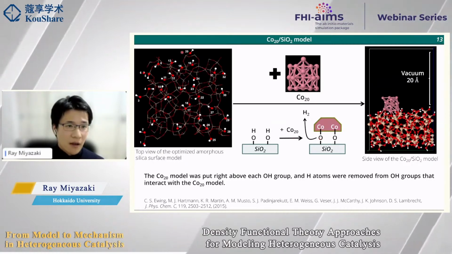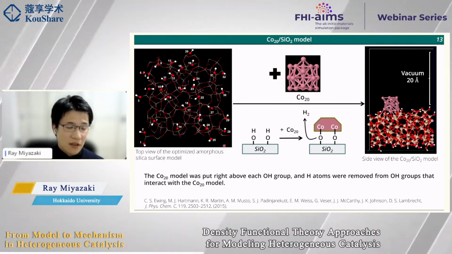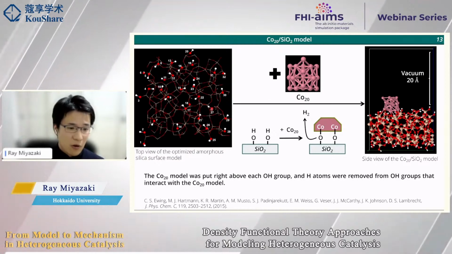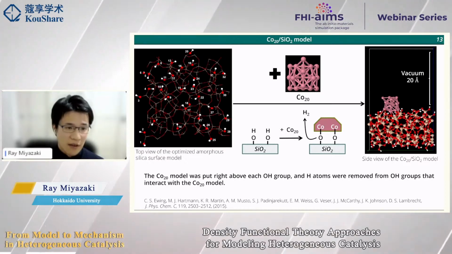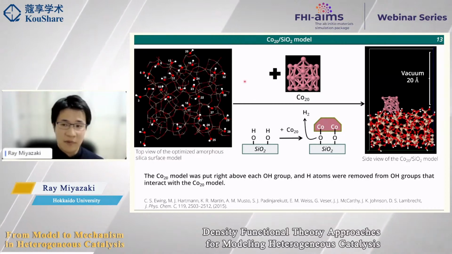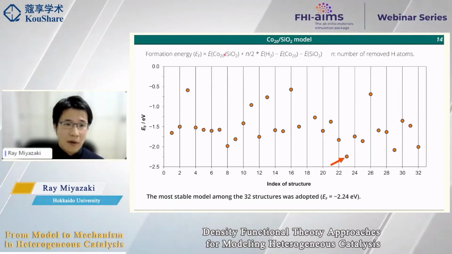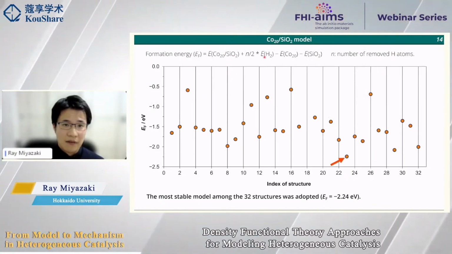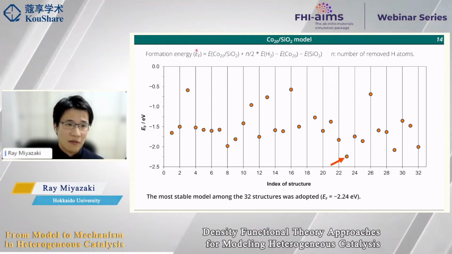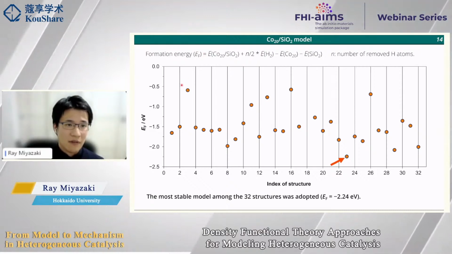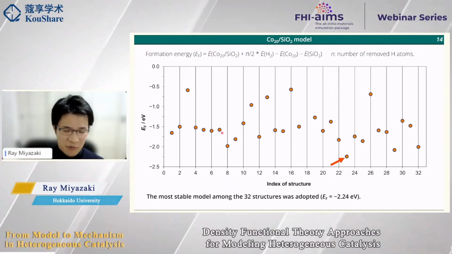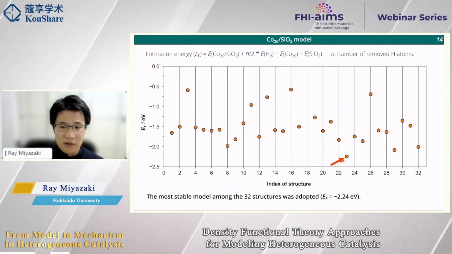As you can see here, I counted the OH groups on the surface of this model, and there are 32 OH groups. Then I put the Co20 cobalt nanoparticle model on it, performed the geometry optimization at each point, and compared their relative stability. This is with the silica slab, and the negative energy in this equation means a stable structure. The y-axis represents the geometry optimization of each point, and I finally got the most stable one, number 23.